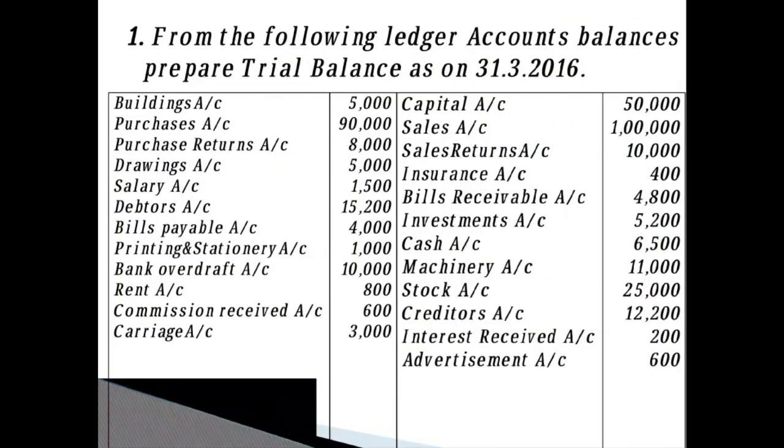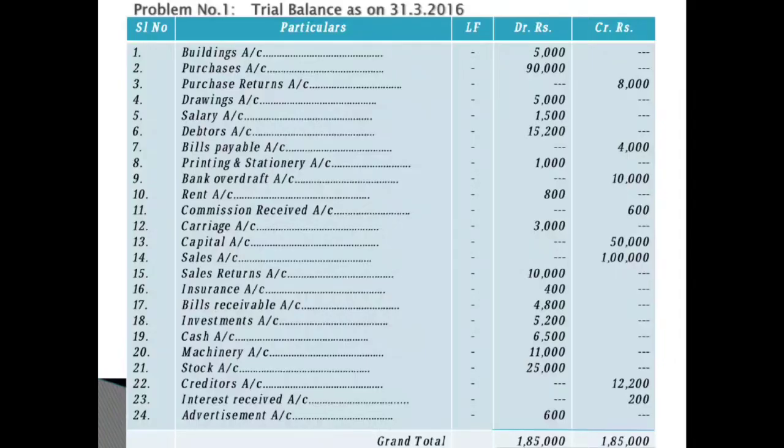Then what is the second one? You have the purchases account, 90,000. Purchases means it is an expense for us, so it shows a debit balance. So see, secondly, purchases account, debit balance, we have recorded 90,000.